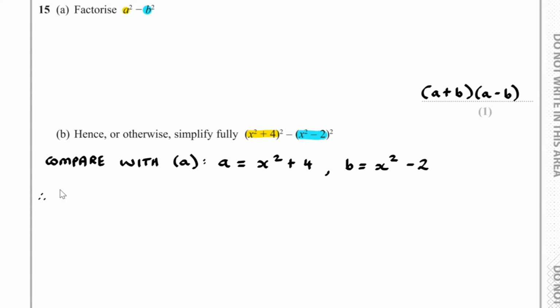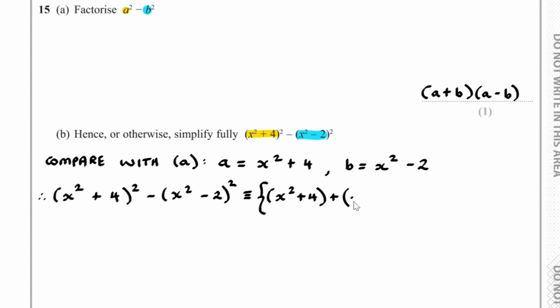So therefore, x squared plus 4 squared subtract x squared minus 2 squared. Well, this will be equivalent to, well, I have a plus b, so that is x squared plus 4 plus x squared minus 2. And then I'm multiplying that by a minus b. So that's x squared plus 4 minus x squared minus 2.